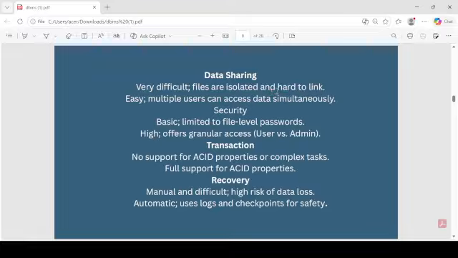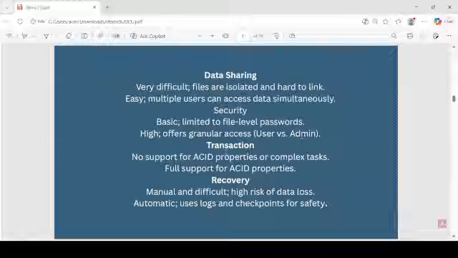Files are isolated and hard to link, whereas in a DBMS multiple users can easily access data simultaneously. When we talk about security, a file system has only basic, file-level passwords, and in a DBMS security is high and offers granular access, user versus admin.